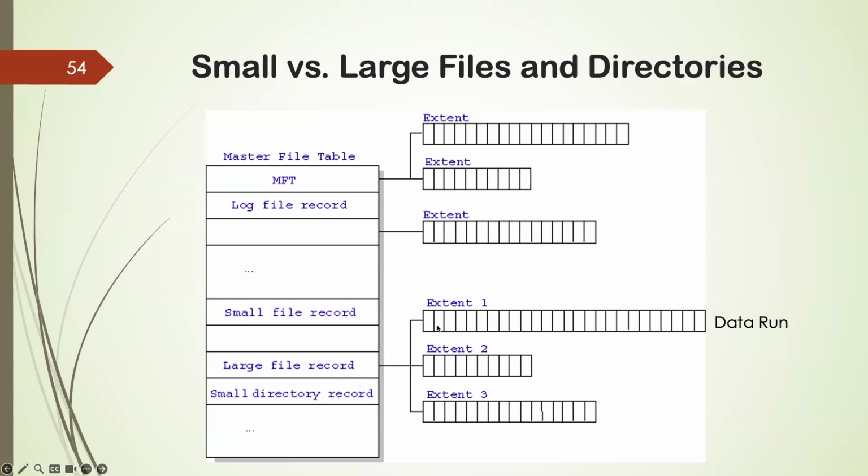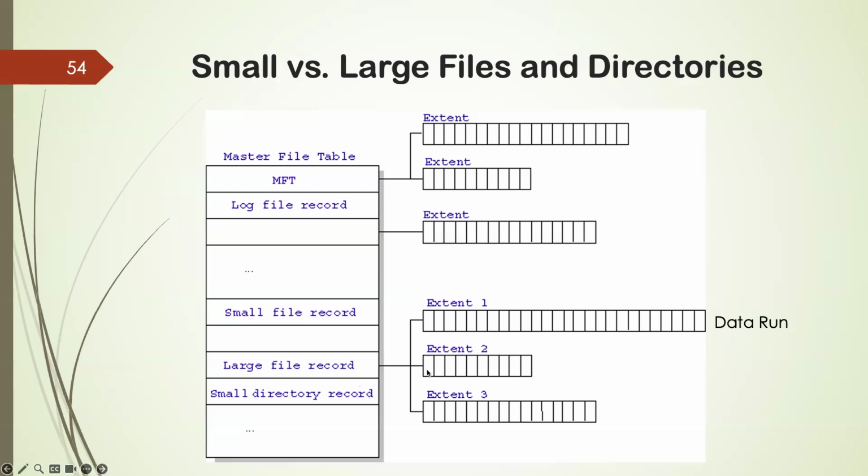An example of this would be this cluster right here, the first one is 100, and it has, say, 20 clusters in this particular data run. So in the data record of a large file, we will have the first pointer to this first data run. We'll store cluster number 100 and read the next 20 clusters. Then we have another data run right here.